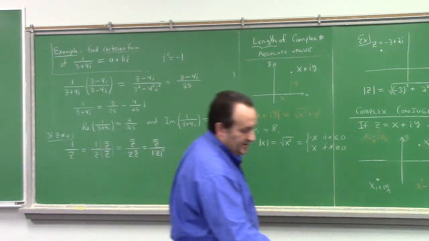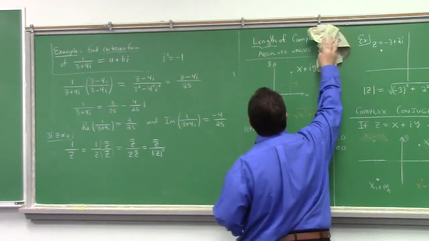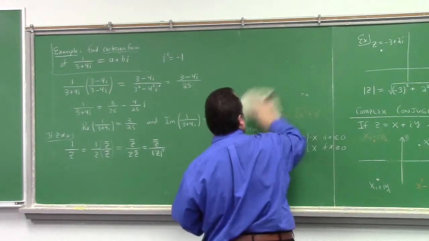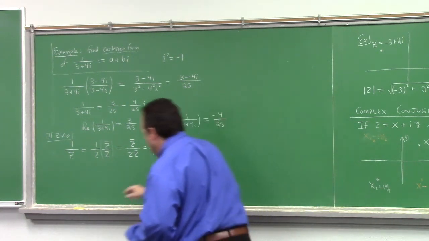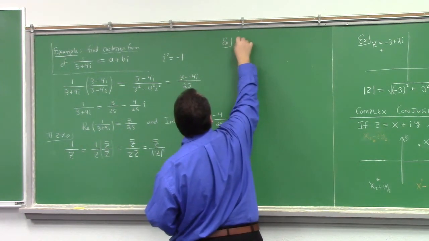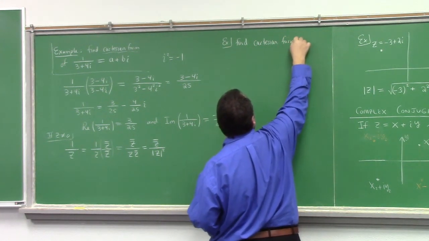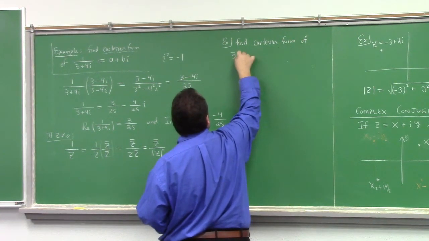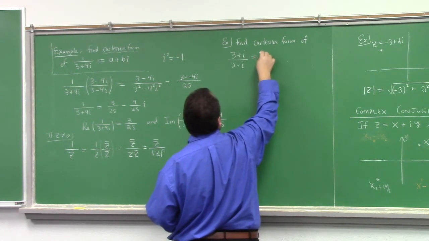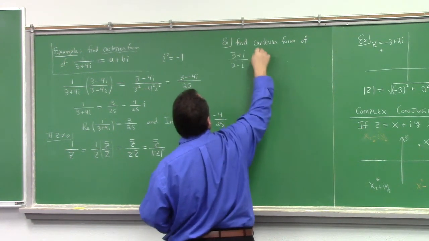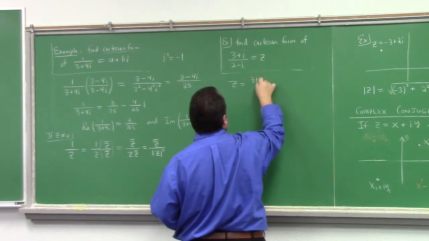Now, of course, one more example like this, just to make sure I've done enough. Well, just another example I think is healthy, just to get a little bit more used to this complex arithmetic. So, example: find the Cartesian form of 3 plus i over 2 minus i. I'll call this thing, well, let me not give it a name. Fine, I'll call it z. So z is 3 plus i over 2 minus i.